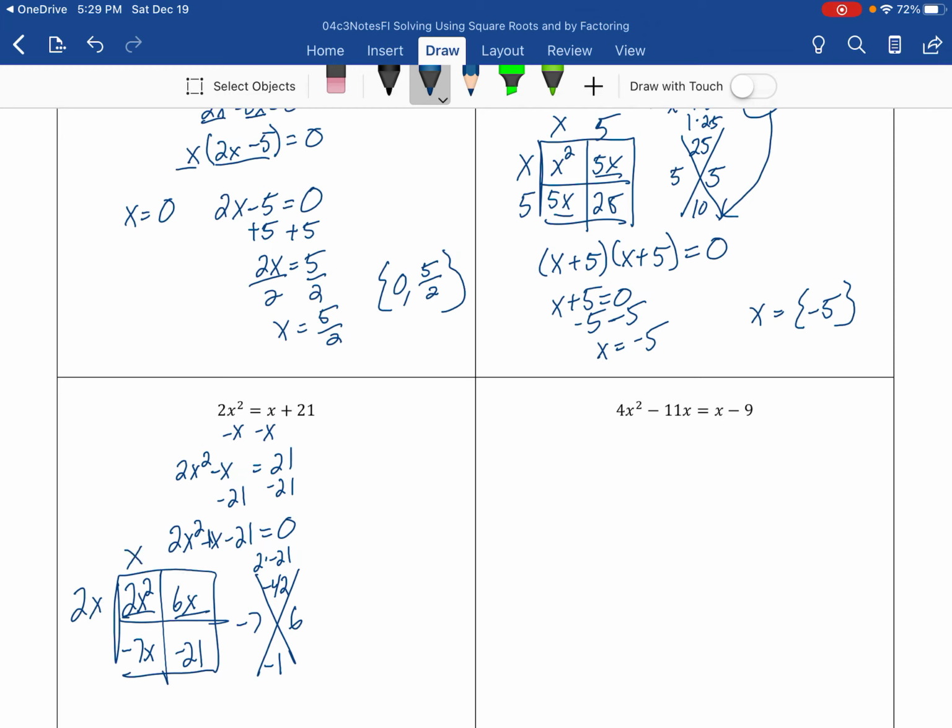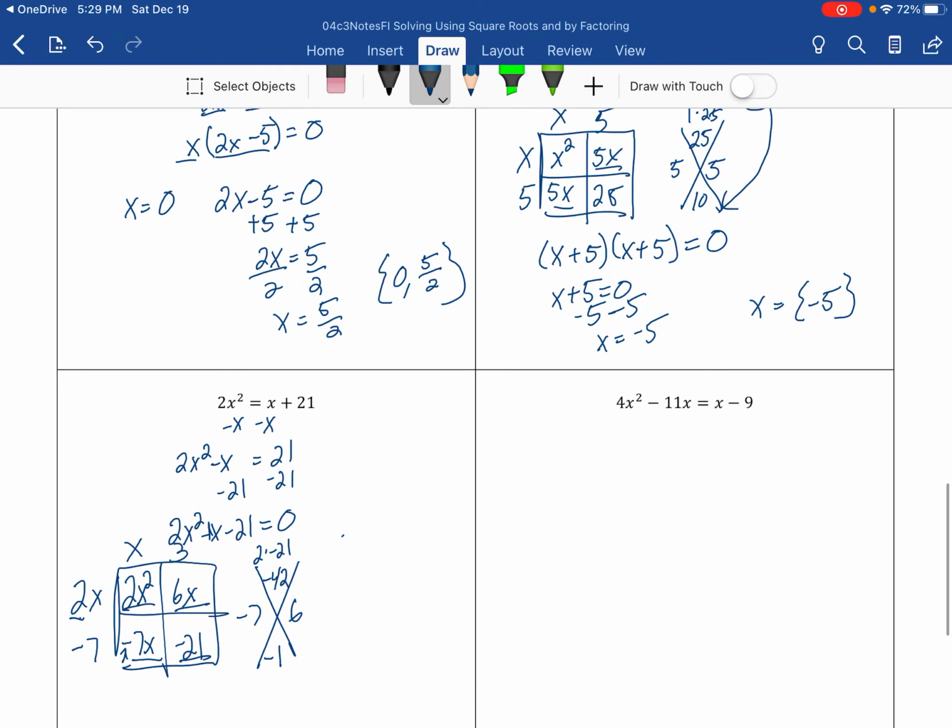My greatest common factor here is 2x. This is going to be x. My greatest common factor here, I have a -7, so I'm going to factor out a negative. So this ends up being a -7. Here, 2 times 3 is 6x. So my factored form is going to be 2x minus 7 times x plus 3 is equal to 0.